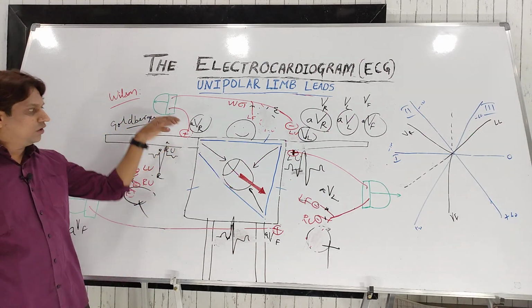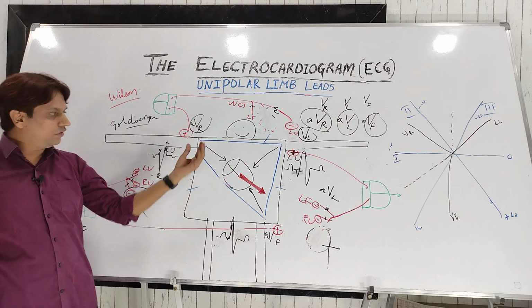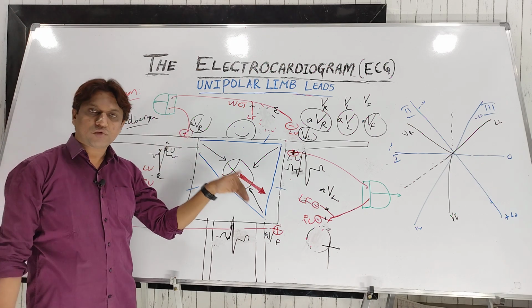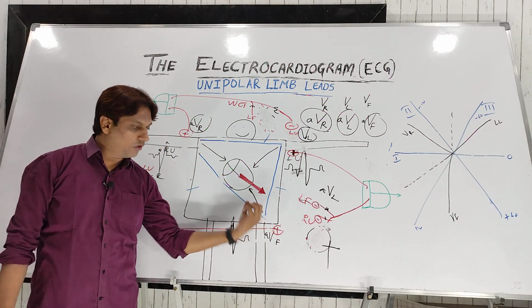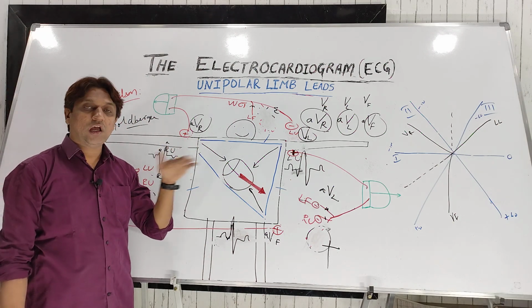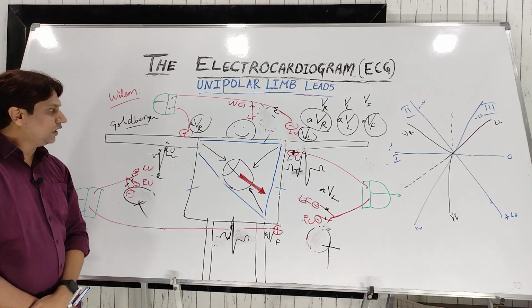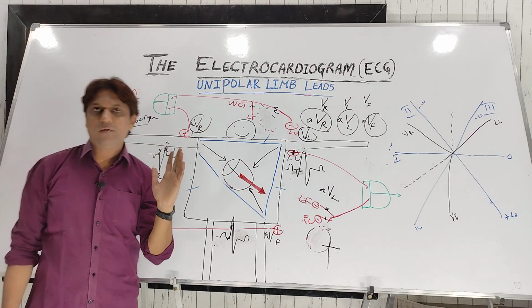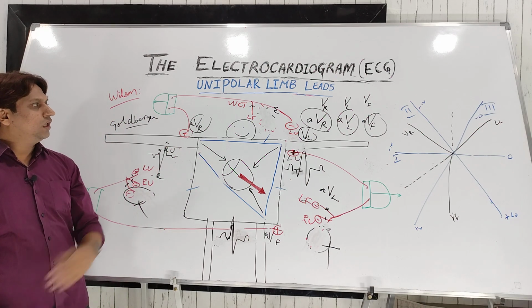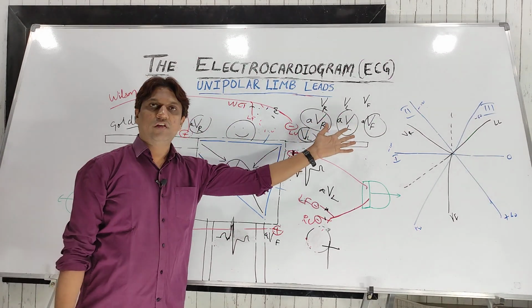It is negative because the recording device is here and the electrical current is moving in the opposite direction. So the basic science of recording in ECG is: if the electrical current is flowing towards the recording device or the positive electrode, it is a positive deflection. If the electric current is moving in the opposite direction of the recording device or the positive electrode, it is a negative deflection. The same thing we discussed in the first class. So that's all about the unipolar limb leads. I hope the concept of AVR, AVL and AVF is clear.